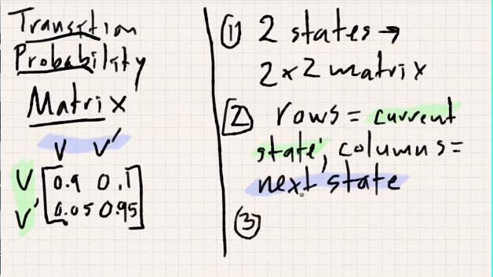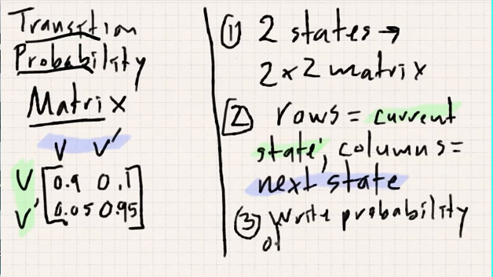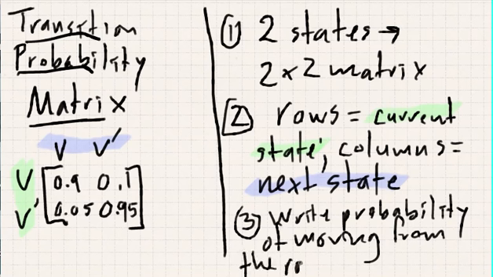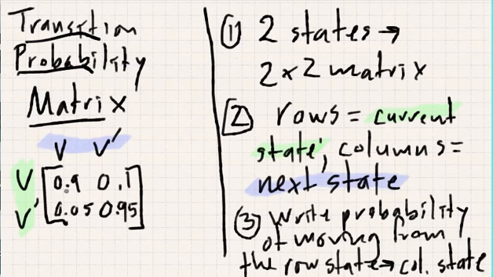And so what we really did here is we wrote the probability of moving from the row state, by which I mean the state represented by the row, to the column state, by which I mean the state represented by the column. So here's the probability of starting at Verizon and ending at Verizon, and the probability of starting at Verizon and ending at something other than Verizon.